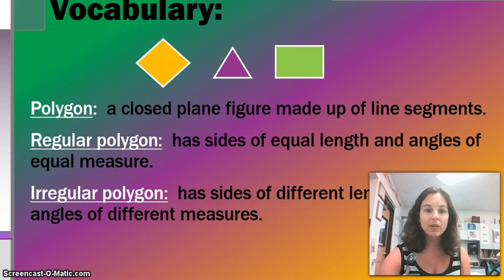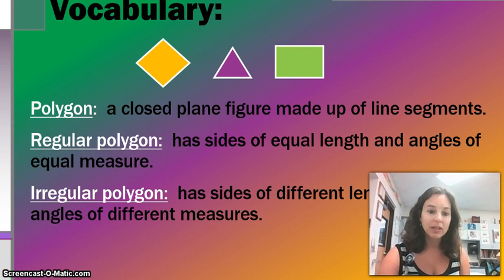Therefore, of these three shapes at the top, only the triangle, the equilateral triangle, would be a regular polygon because all of its sides are equal lengths. And the angles, this is an acute angle, this is an acute angle, this is an acute angle, and it's the same size acute angle. So this is the only regular polygon.